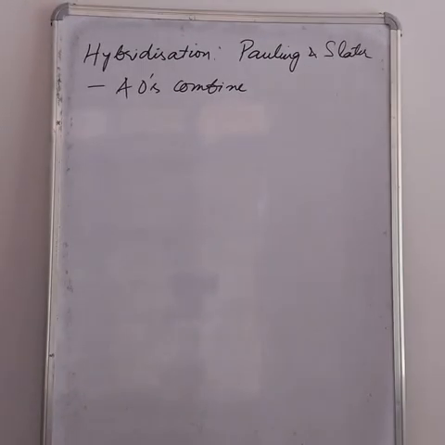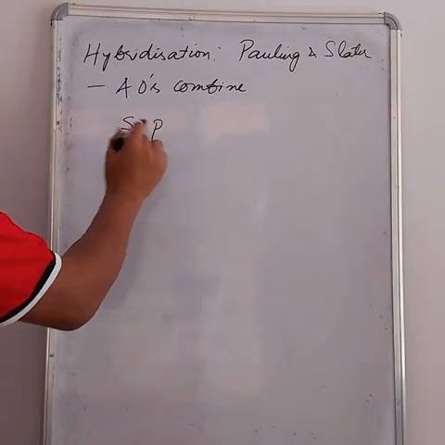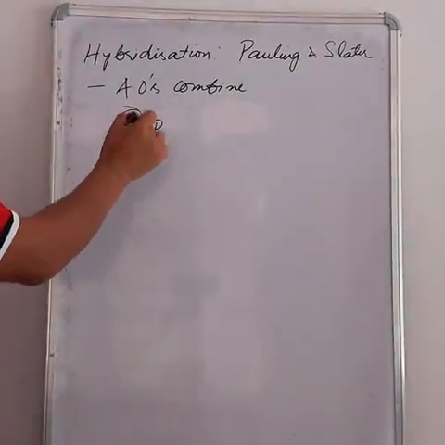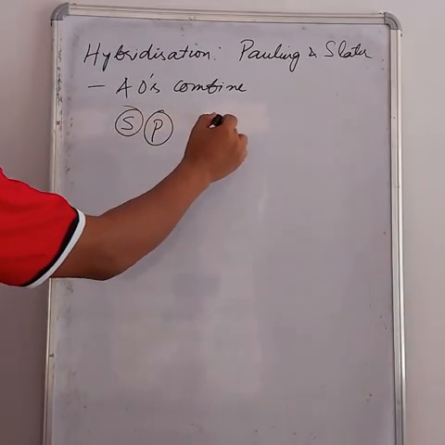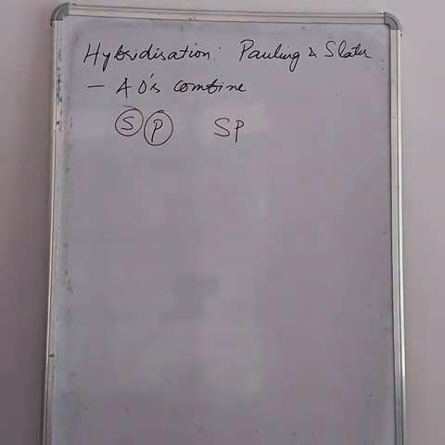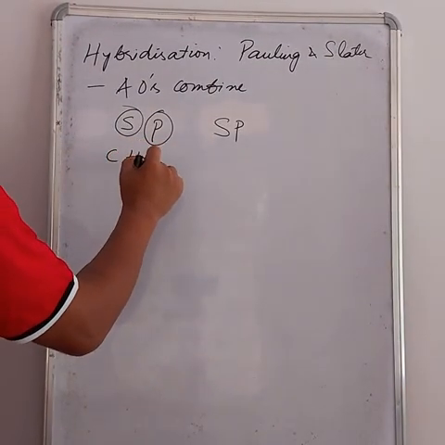So suppose an s orbital and a p orbital mix up. They no longer behave as an s orbital or a p orbital, but are now hybridized. We call them sp hybridized orbitals, and they form a chemical bond. To understand the idea of hybridization, let's talk about methane, CH4.